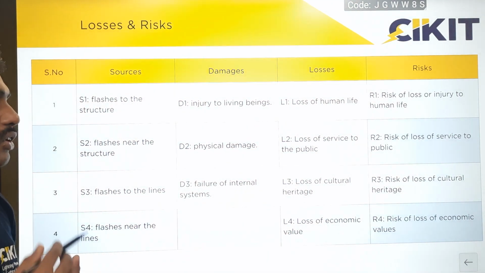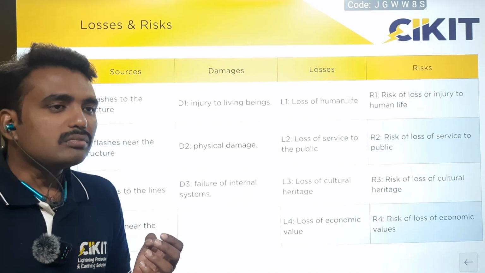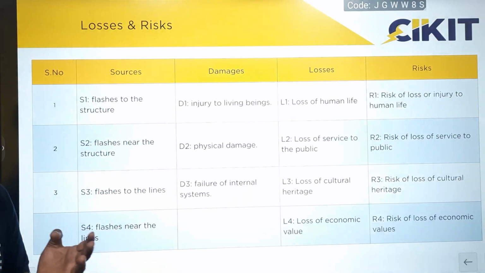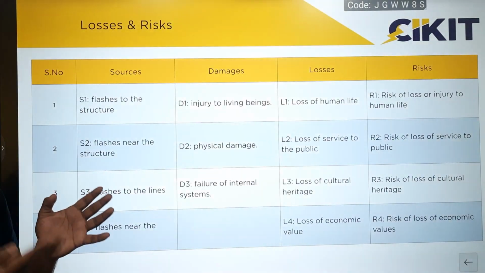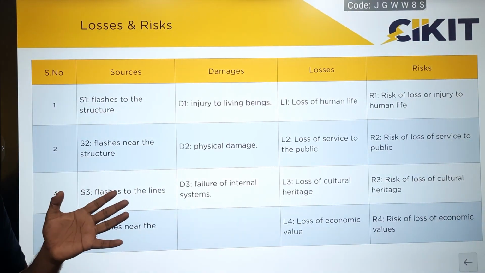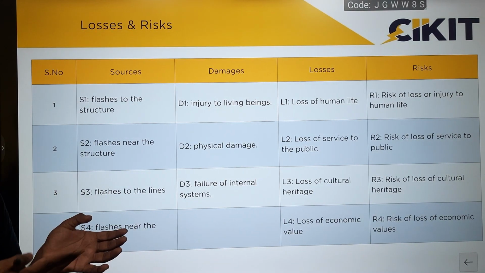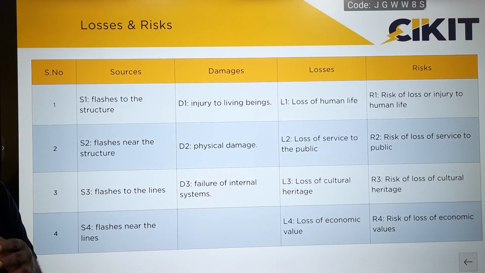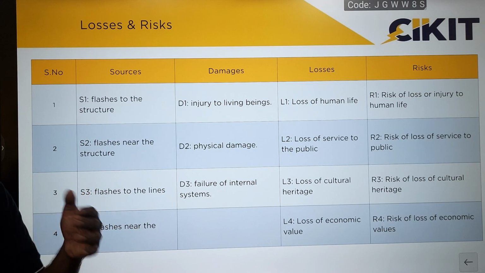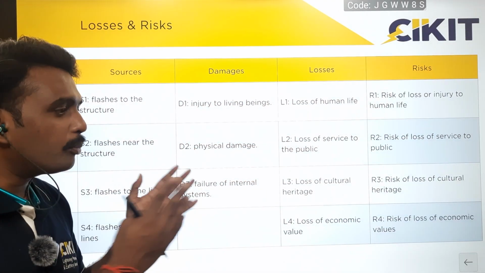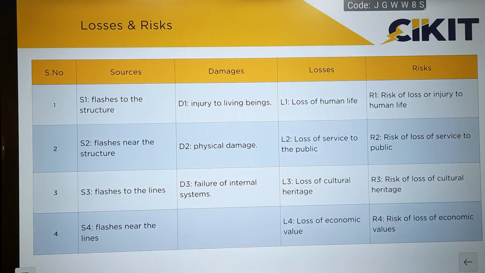The third one is loss of cultural heritage. If you take India, it is a land of cultures. We have so many buildings that were constructed thousands of years ago, and we have to protect those structures. Those structures explain the lifestyle of the people, their cultures, and their advancement in technology. We cannot recreate those structures, so they have to be properly protected against lightning.